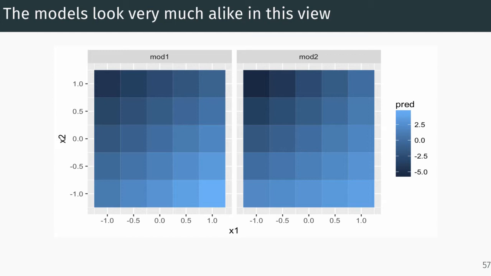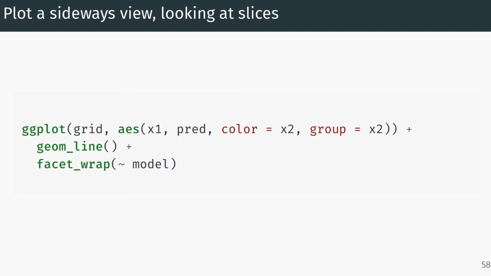So what can we do about that? What we can do is plot a sideways view looking at slices of the model. So we're going to do geom line. We're going to do this twice. We're going to do it once with x1 along the x-axis and once with x2 along the x-axis. So this time we're going to have x1 along the x-axis and use x2 for color and grouping. And facet wrapping again on the model, so we'll have 2 facets.